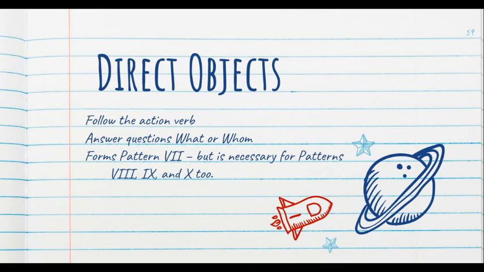Just to recap then, these are direct objects we're looking at. And so they answer what and whom. They follow an action verb. And the thing is, pattern 7 we're going to use as a basis for 8, 9, 10. All right? So they'll all have direct objects in them. So it's the basis for the rest of those. But right now, just simply practice pattern 7.